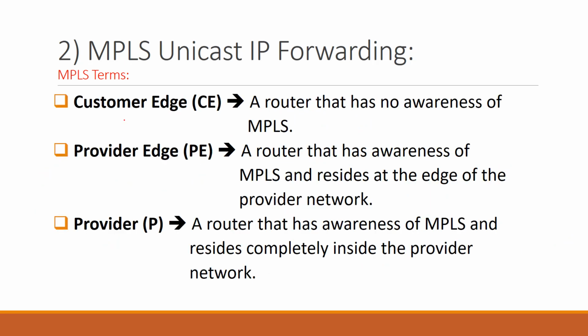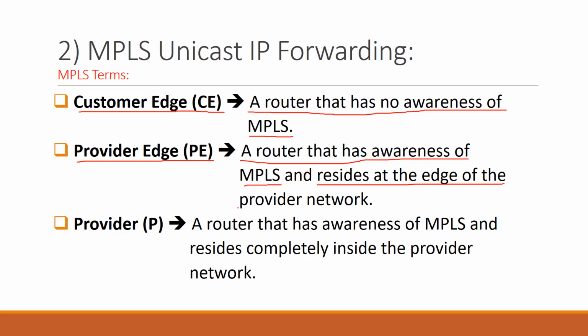So we have three MPLS terms. Customer edge, its definition is a router that has no awareness of MPLS. This router resides at the customer site, at the edge of the customer site. It has no awareness of MPLS. The second term, provider edge, as a definition, it's a router that has awareness of MPLS and resides at the edge of the provider network. So any LSR or MPLS router that resides at the edge of the provider network is called provider edge.